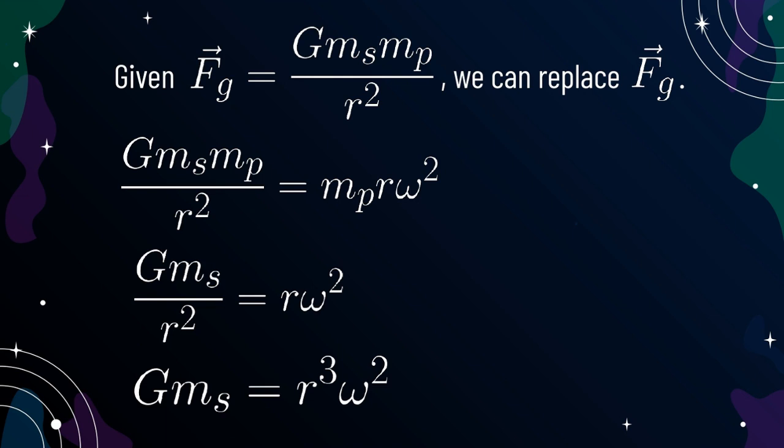This will result in G times the mass of the Sun times the mass of the planet, all divided by the orbital radius squared, equals the mass of the planet times the orbital radius times the angular speed squared. We can simplify this equation by dividing both sides of the equation by the mass of the planet, which shows that the mass of the planet does not affect the planet's orbital period. We can also multiply both sides by the orbital radius squared, leaving us with G times the mass of the Sun equals the orbital radius cubed times the angular speed squared.